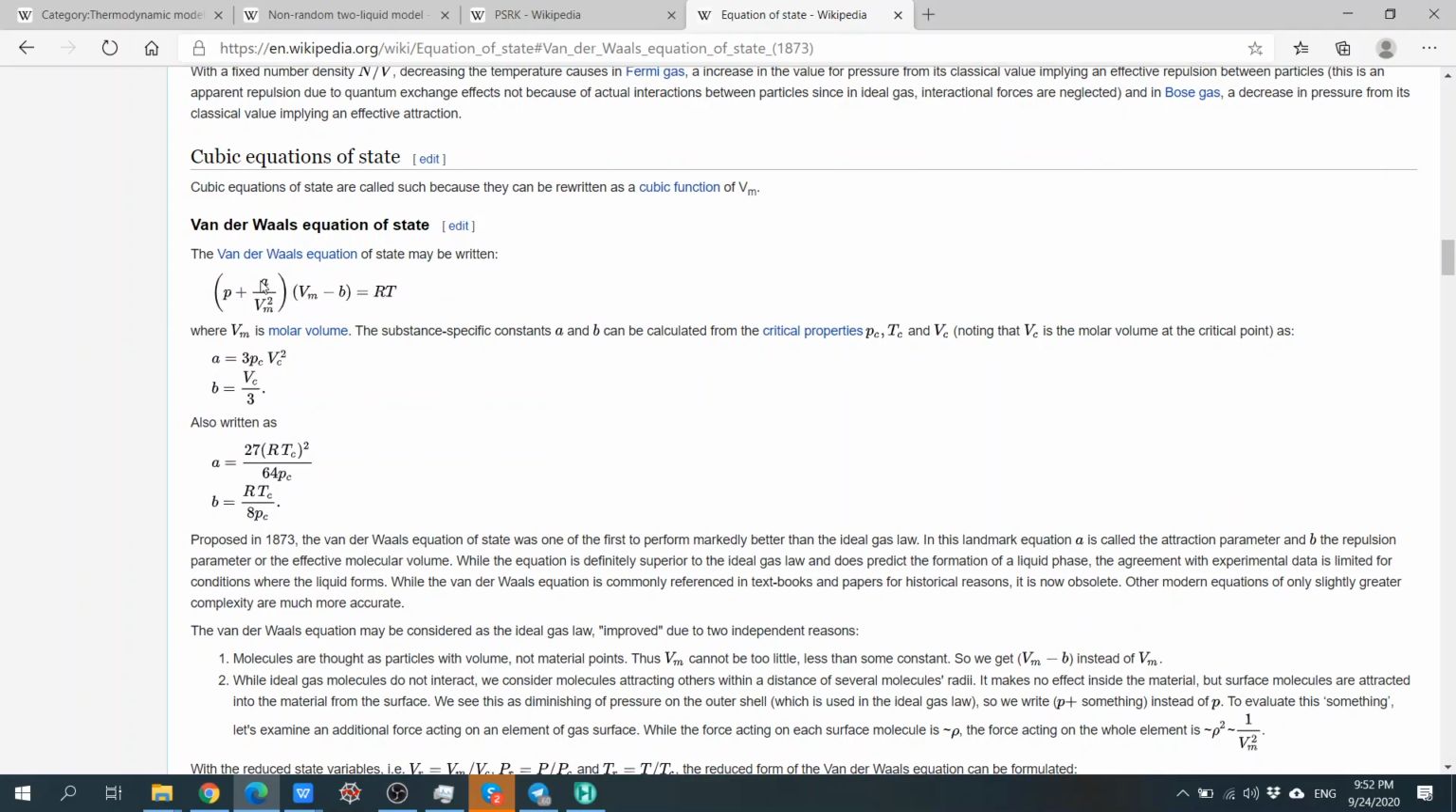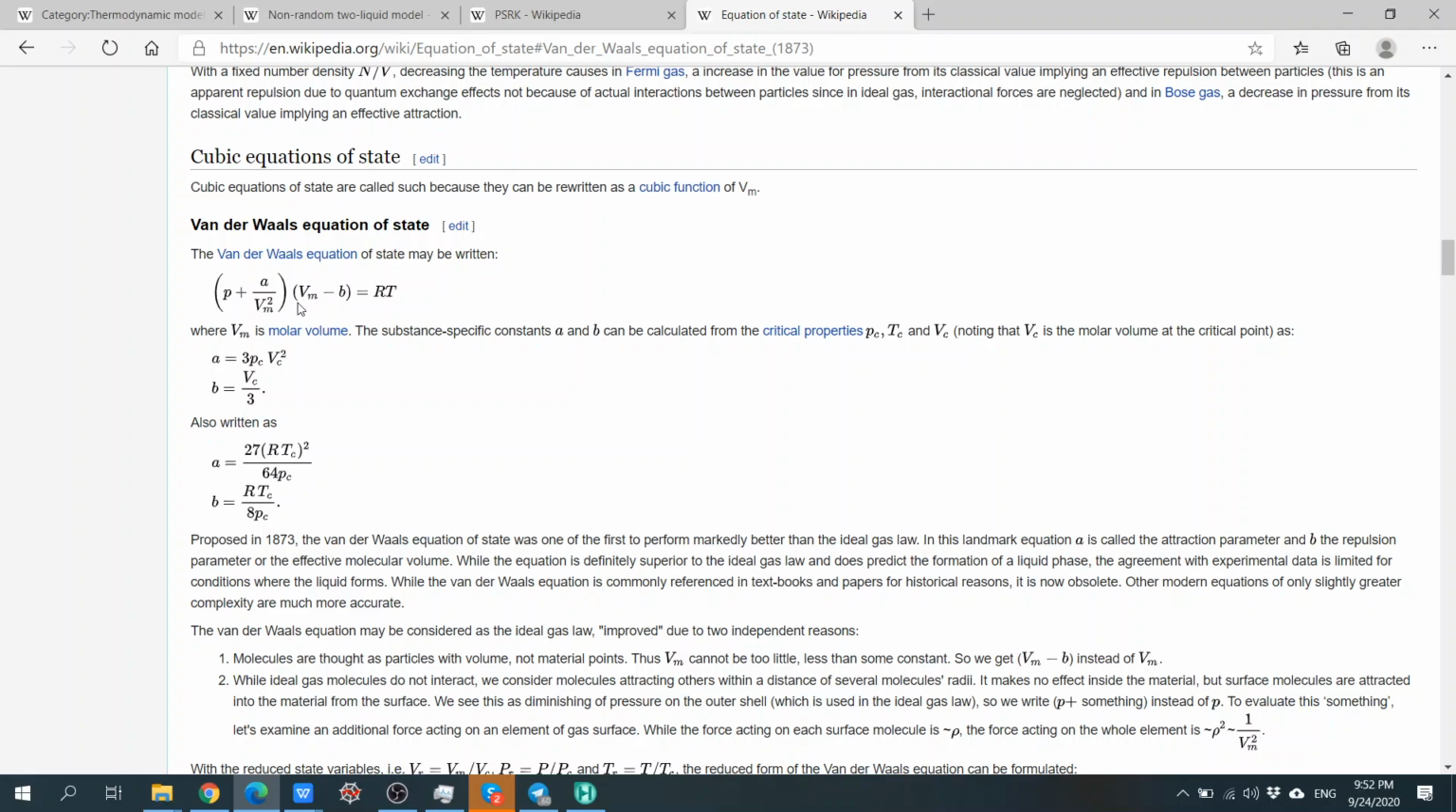So they have this A and B, which they calculate based on the critical temperature and critical pressure of the components. Depending on the critical pressure and temperature of the components, they calculate the A and B accordingly, and then they can use these equations to calculate the molar volume.